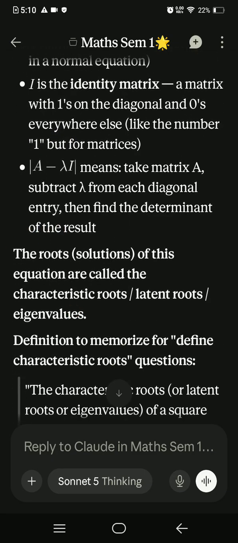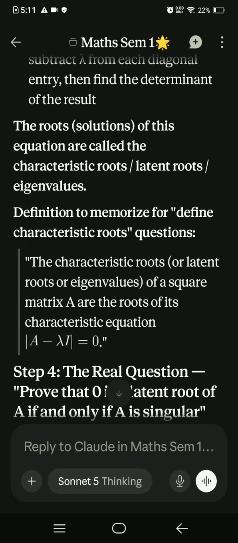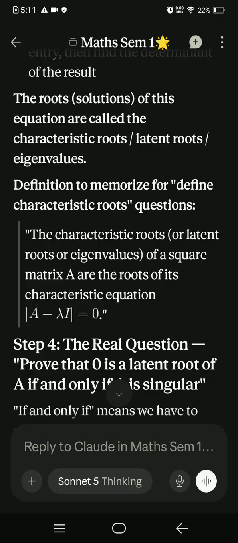Okay, so the roots or solutions of this equation are called characteristic roots, latent roots, or eigenvalues. Fine. So here is the definition to memorize for questions that ask to define characteristic roots. The characteristic roots or latent roots or eigenvalues of a square matrix A are the roots of its characteristic equation.